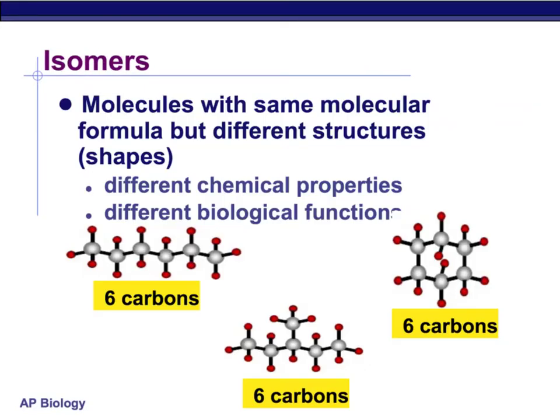Another good thing on the praise list for carbon is the fact that it forms isomers. Hopefully you remember what that is from chemistry, but in case you don't, it's when molecules have the same molecular formula, but they have different structures. So they're put together differently. They're assembled differently.